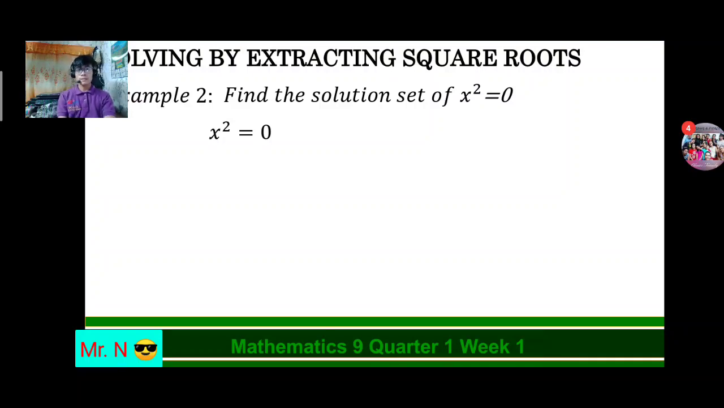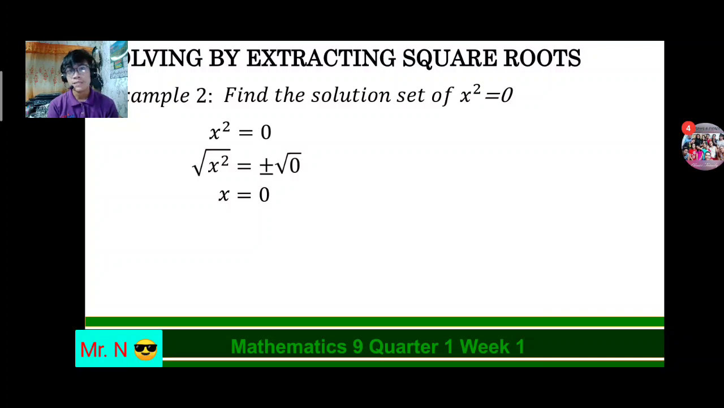Let's just apply the square root property, wherein we're going to square root both sides of the equation. Square root of x squared and square root of 0. So let's simplify. The square root of x squared is x is equals to the square root of 0. Okay, 0. Take note of this. No need to write the positive or negative before 0. Why? Because 0 is neutral.